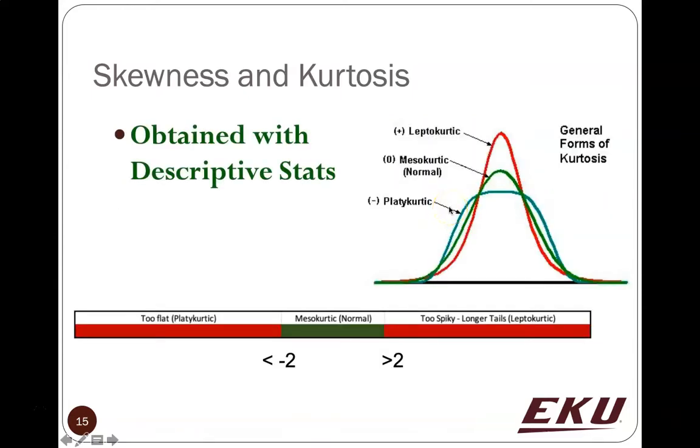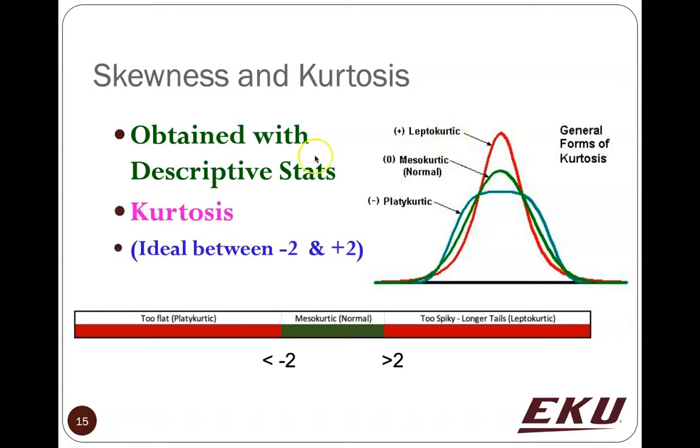Alright, so kurtosis deals with the length of these tails and the shape of the curve with respect to how spiky it is or how flat it is. So if it's like a box, then that's platykurtic. If it's spiky, that's leptokurtic.